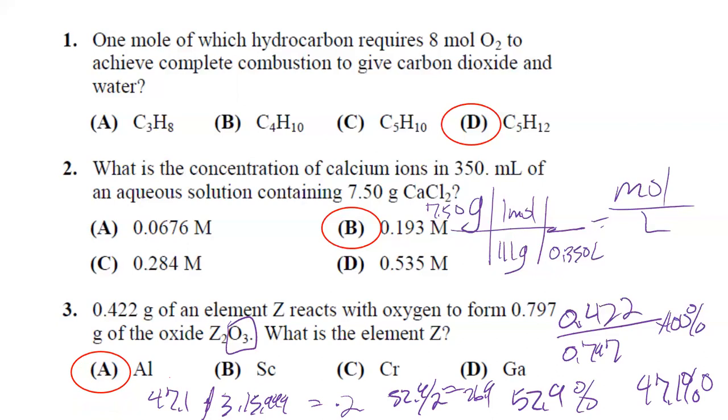So what I did was I figured out how much oxygen I had. I've used that to figure out how many moles of O3 that would be. And then I can use that to figure out, well, what the molar mass of my Z should be to balance that out as well.